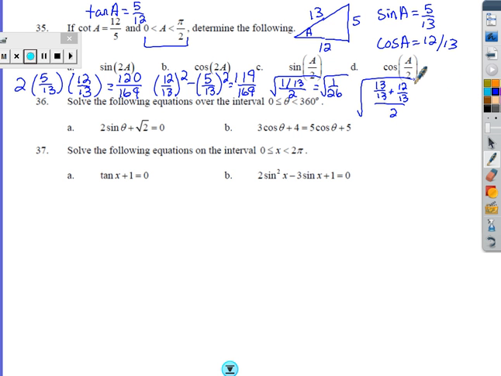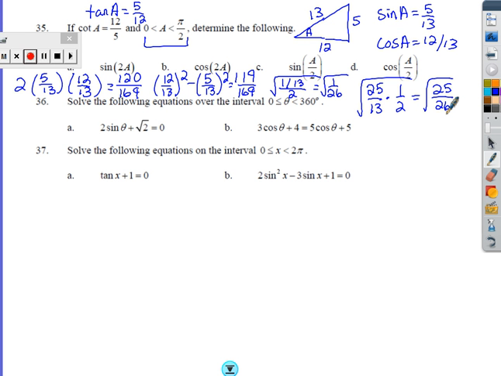So 13 plus 12, that's obviously 25, so 25 over 13. Let's change it into multiplication. So we got 25 over 13 times 1/2. So then that becomes the square root of 25 over 26.